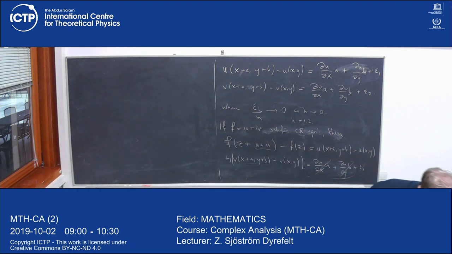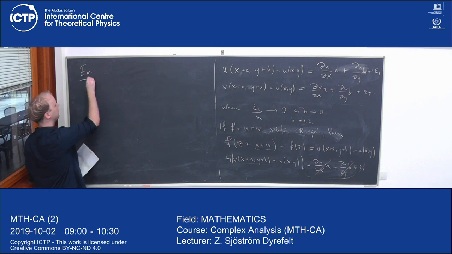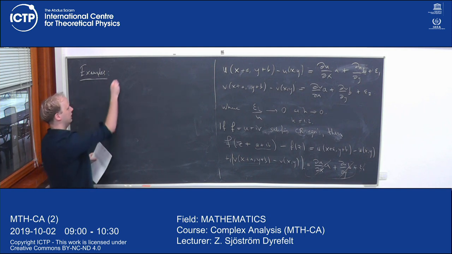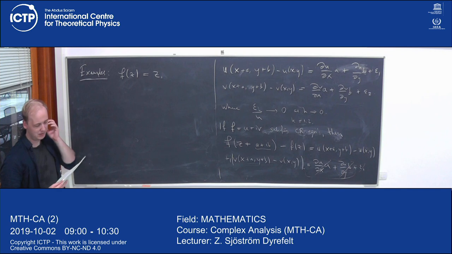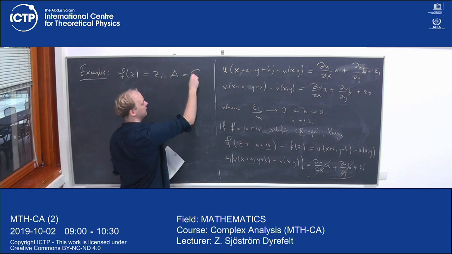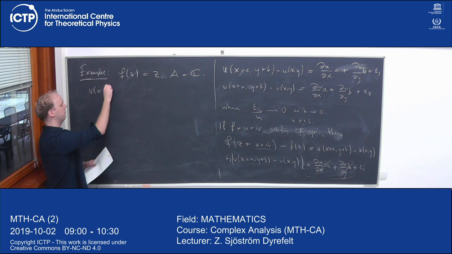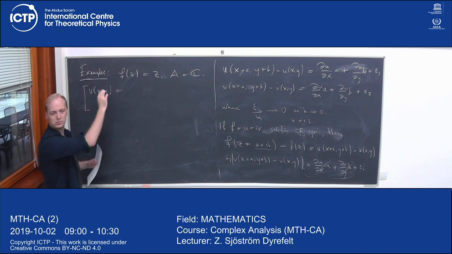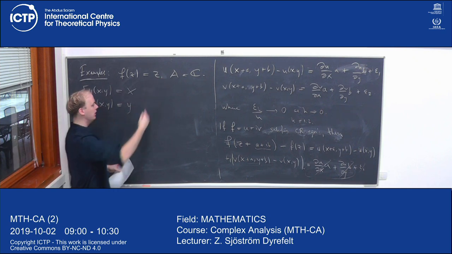Okay, so let's see. Examples. The simplest example is first f of z equals z. Is this holomorphic or not? A is our open set where the function is defined. It can be the whole of the complex numbers, of course. Well, we just have to check. A very simple example on how to use Cauchy-Riemann. In this case, u of x,y is equal to x, and v of x,y is equal to y, because z is equal to x plus iy.